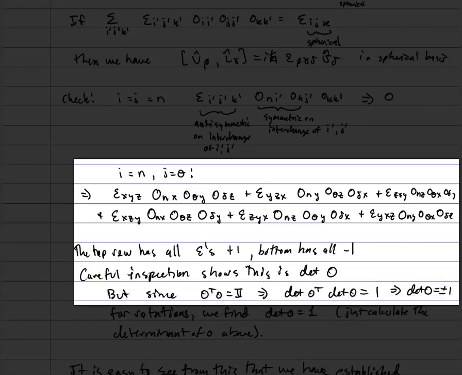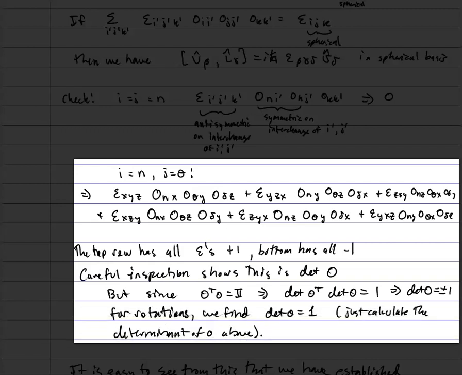Now, because O transpose O is equal to 1, the determinant of O transpose times the determinant of O is equal to 1. But the determinant of O transpose is equal to the determinant of O, so that tells me the determinant of O squared is equal to 1, or the determinant of O is equal to plus or minus 1. Now, for rotations, we find the determinant is always equal to +1. You can just calculate the determinant of the explicit orthogonal matrix that we showed above to verify that it's equal to +1. And that means that we'll get +1 in the case where i is equal to n and j is equal to theta. And that's exactly what we're supposed to get, +1.